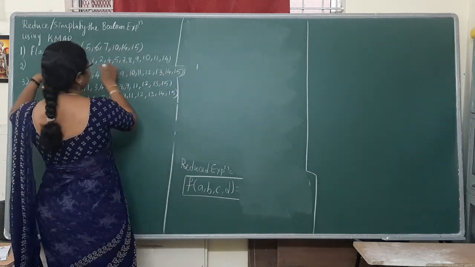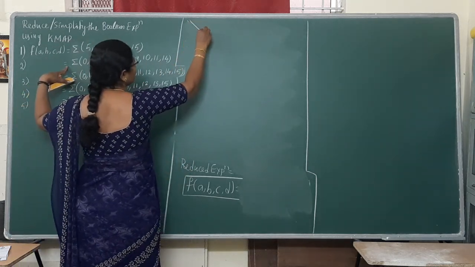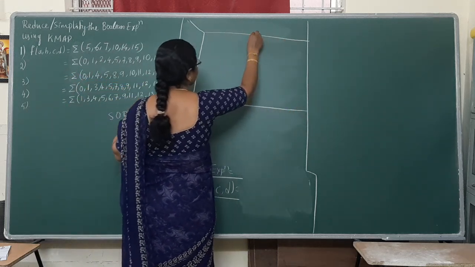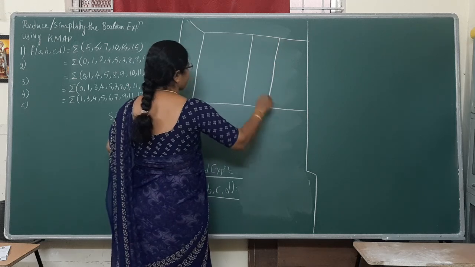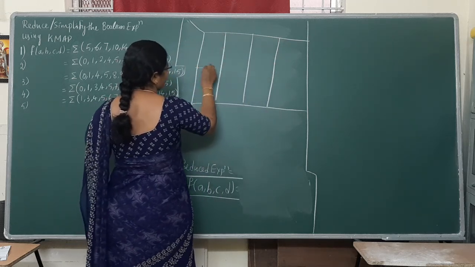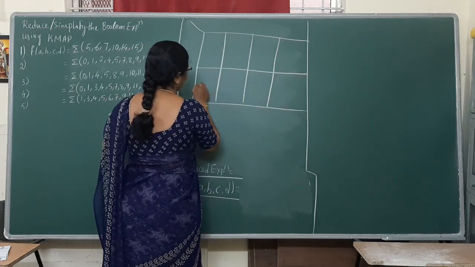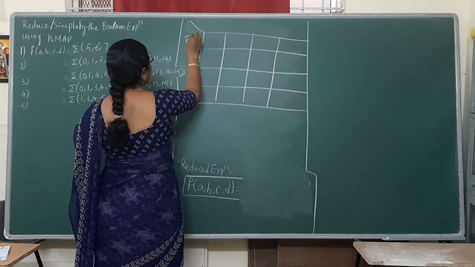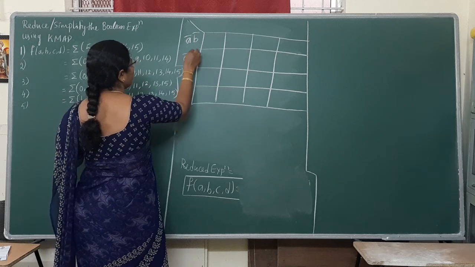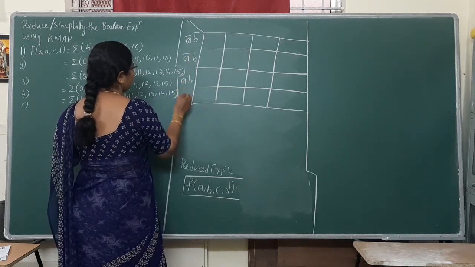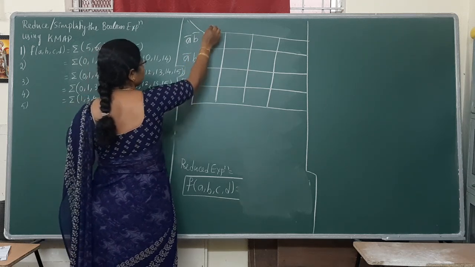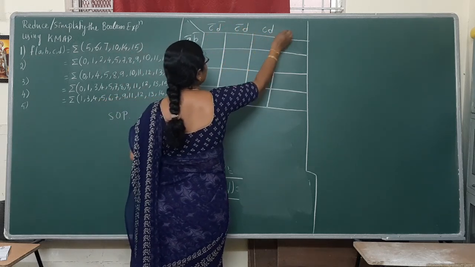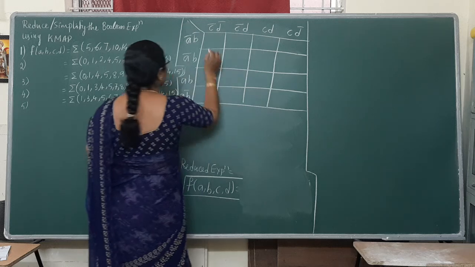We move to the second one. Draw the tabular structure. A complement, B complement, A complement, B, A, B, A, B complement. C complement, D complement, C complement, D, C, D, C, D complement.